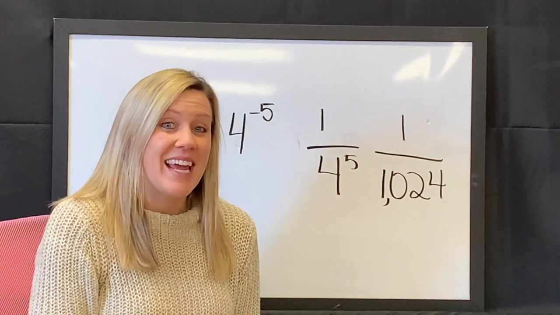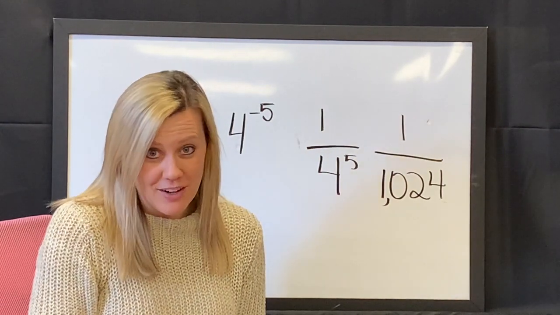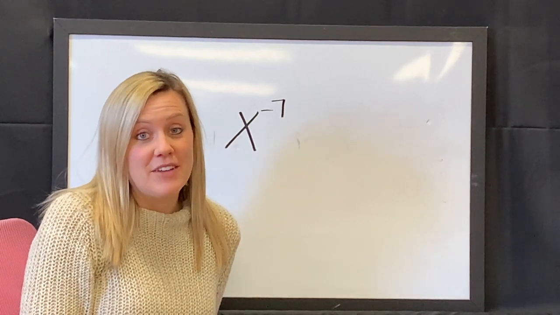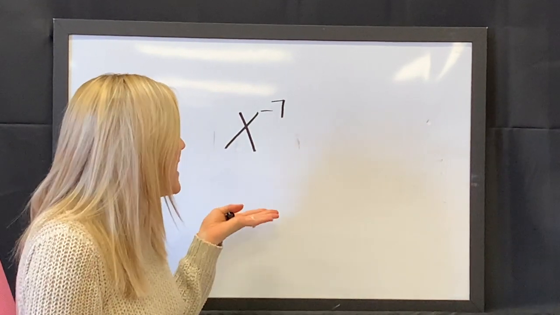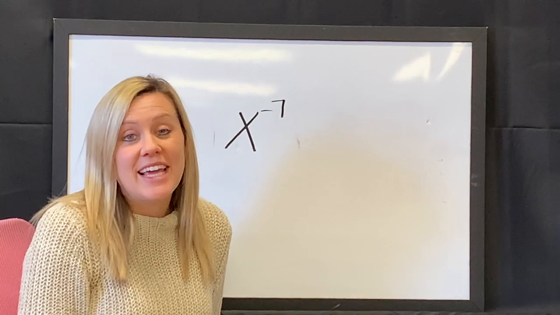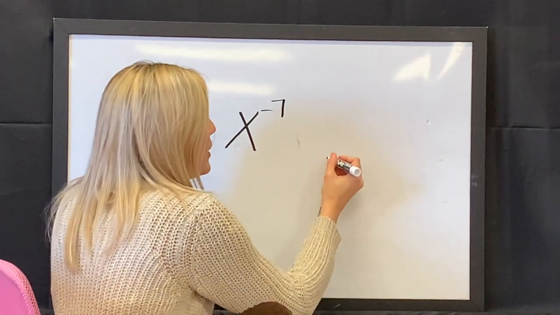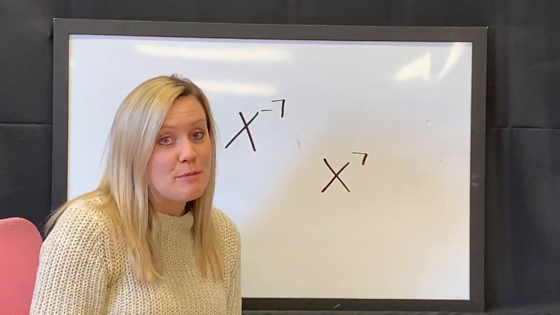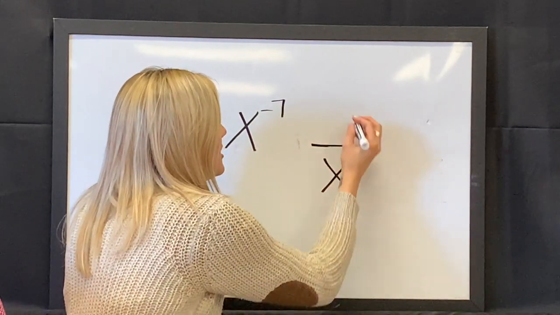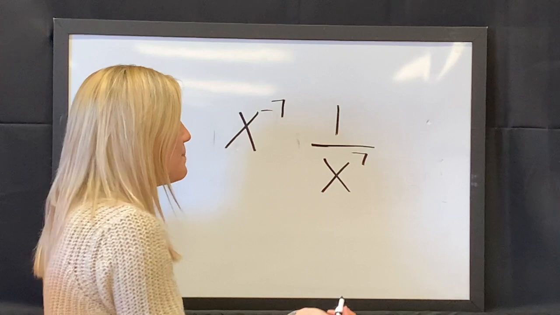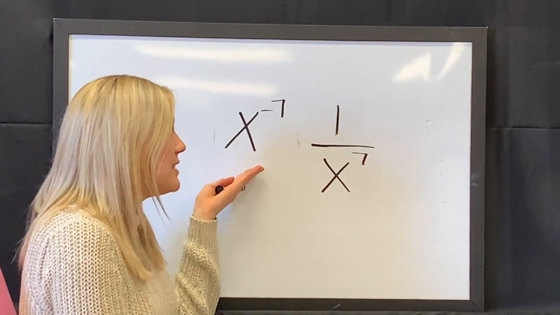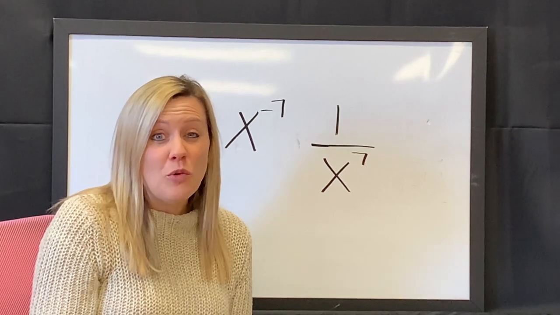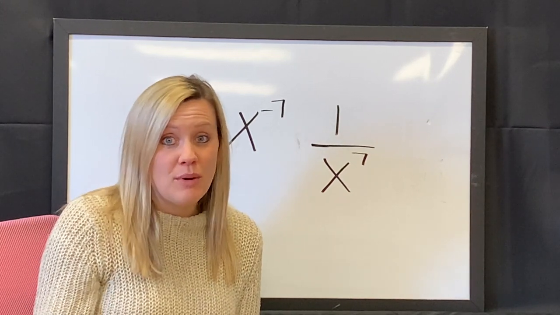Okay, let's do one more like that, and then I'm going to show you what to do when you see a negative exponent in a denominator. This time we have a variable instead of a number. So we're going to do the same thing. X to the negative 7th power, we are going to rewrite it with a positive exponent, but we're also going to remember that that means division. So I'm going to write it in the denominator. So the best way to write this one would be 1 over x to the 7th. And that is the only way we can write it because we don't know what x is.